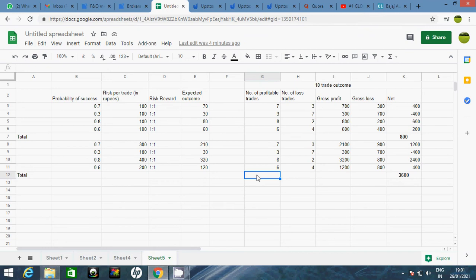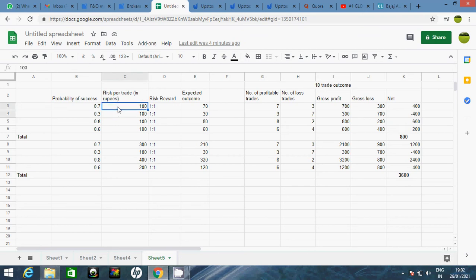There are a lot of factors that hamper it, but the basic premise is you have to bet more when you have a high probability of success, and bet less when you have a low probability of success. Now here I have taken some example setups where we can see how risk per trade should ideally be established.